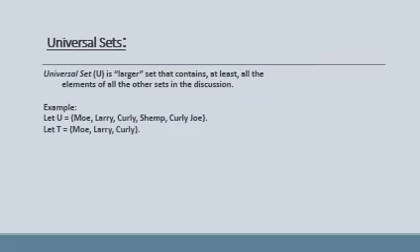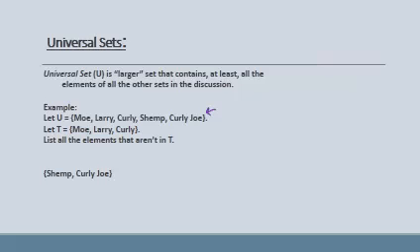What's the universal set? The universal set is a larger set that contains at least all the elements of all other sets in the discussion. Example. This is the universal set U that contains the following names. T is a subset of U. List all the elements that aren't in T. So, what are the elements that are found in U, but they are not found in T?